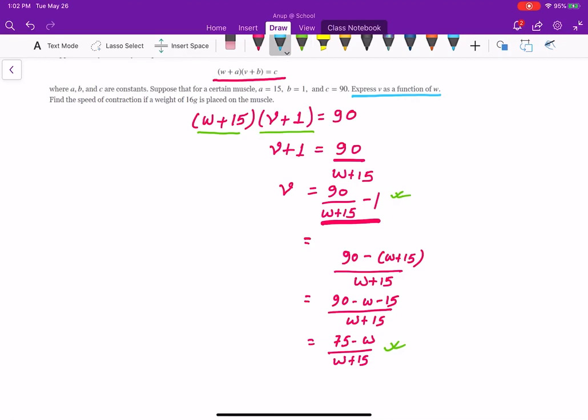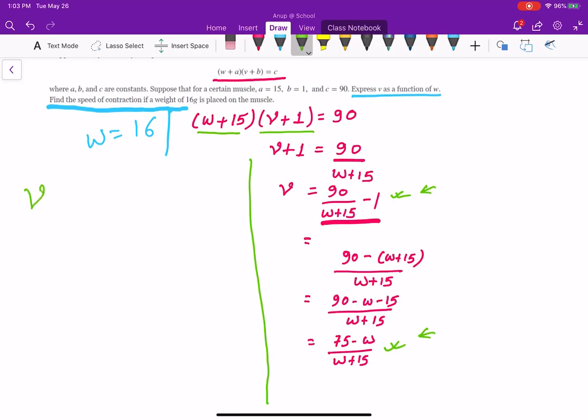The other question we have here is to find the speed of contraction if a weight of 16 grams is placed on the muscle. So we have given W equal to 16 in this case, and then we need to figure out, if W equal to 16, what would be V. That can be just an evaluation of this function V when W equal to 16. Either you can use this expression or that, whichever you want to use. We can just use that and then figure it out.